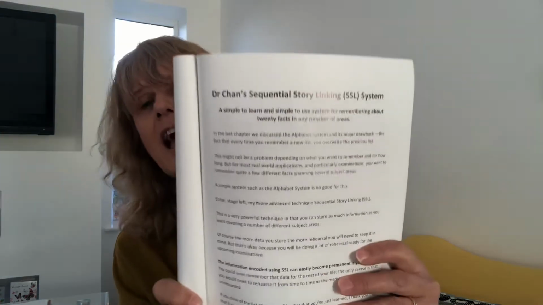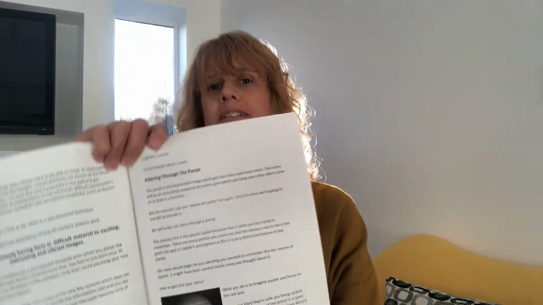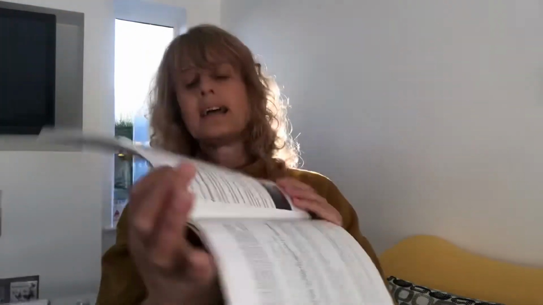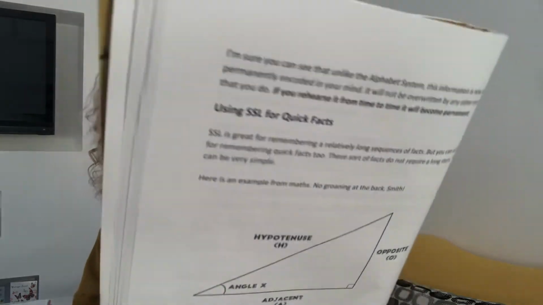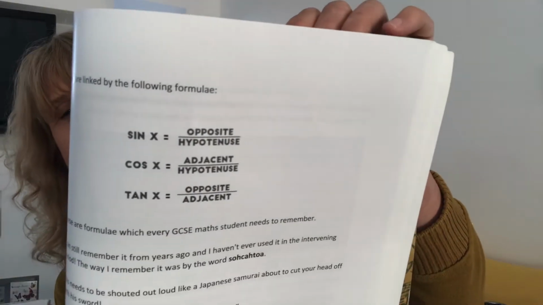So the next one is about sequential story linking, or he calls it SSL. And what he does with this, he teaches you how to go through a portal and to create a little story linking, like that particular one there relating to the moons of Jupiter. And he teaches you how to use this portal and story of images to remember the moons of Jupiter. Alright, he also gives you some quick SSL facts relating to maths. Can you see that's got the hypotenuse of the triangle, and it's got sin, cos and tan as well. Alright, so that's SSL, sequential story linking.